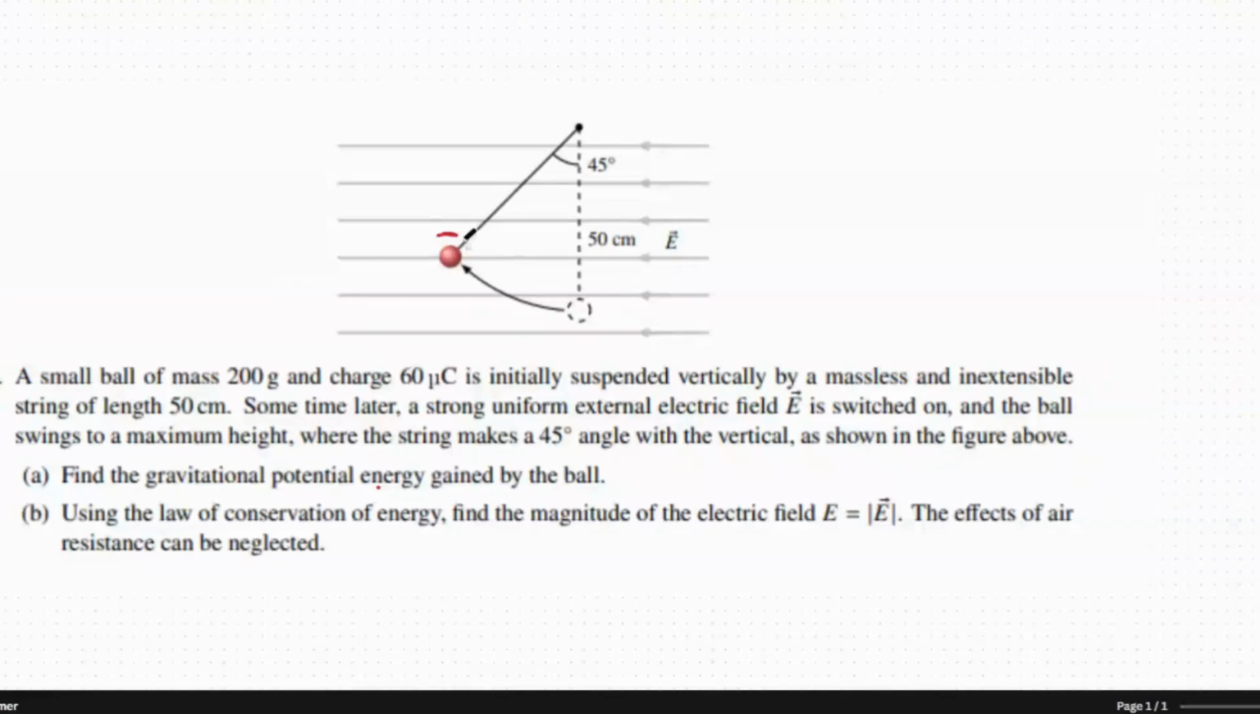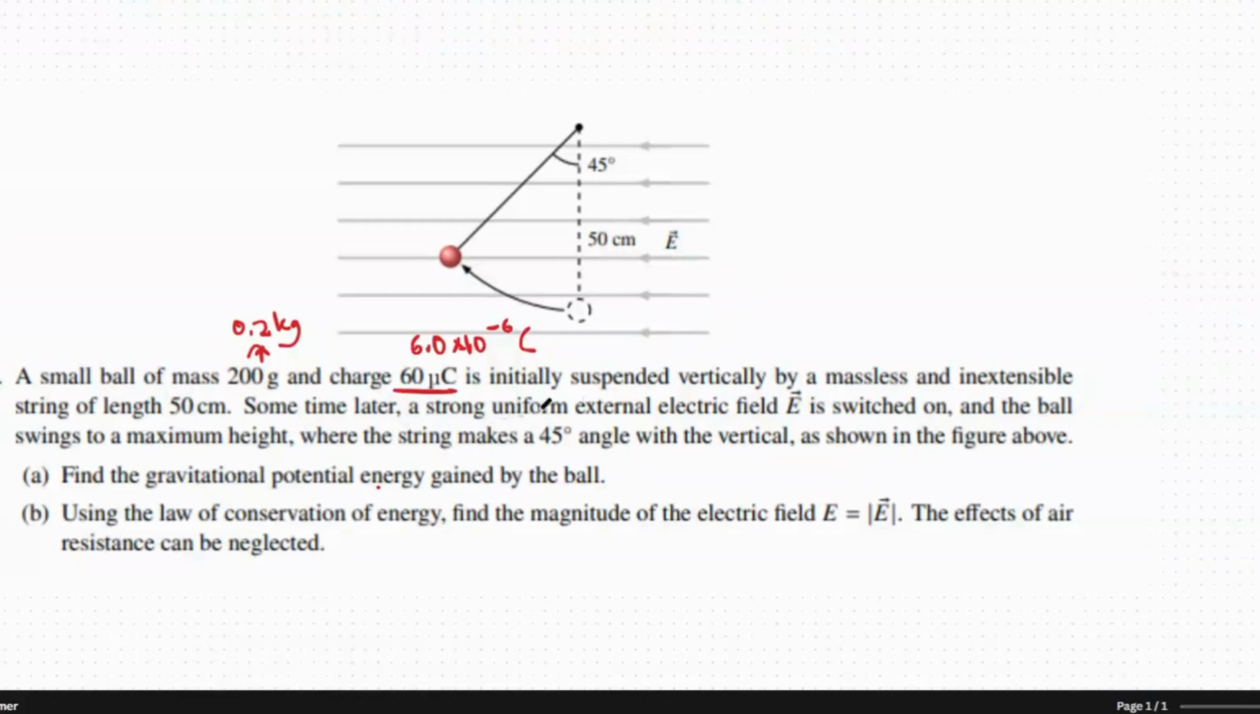Hey guys, in this video I'll be telling you how to do this AP Physics 2 question. A small ball of mass 200 grams and charge 60 microcoulombs. So this would be equal to 6.0 times 10 to the negative 6 coulombs. This would be 0.2 kilograms. Is initially suspended vertically by a massless and inextensible string of length 50 centimeters, which is 0.5 meters.